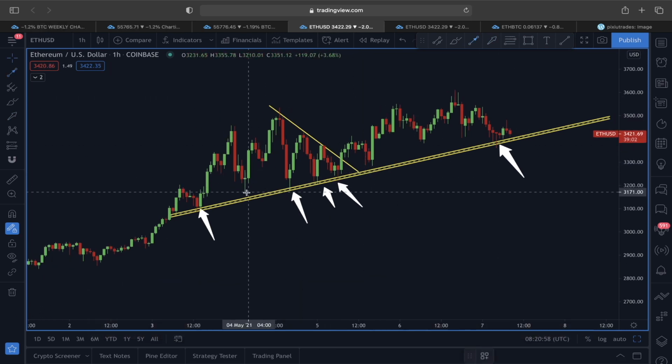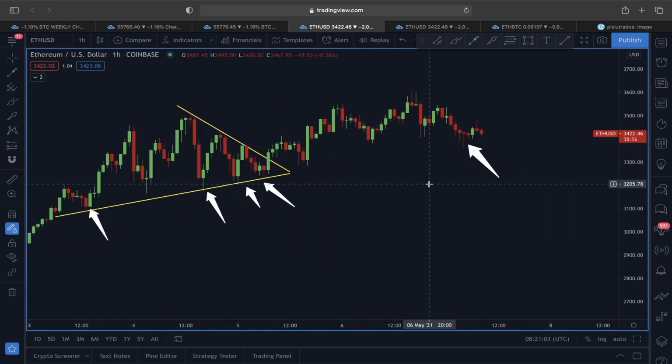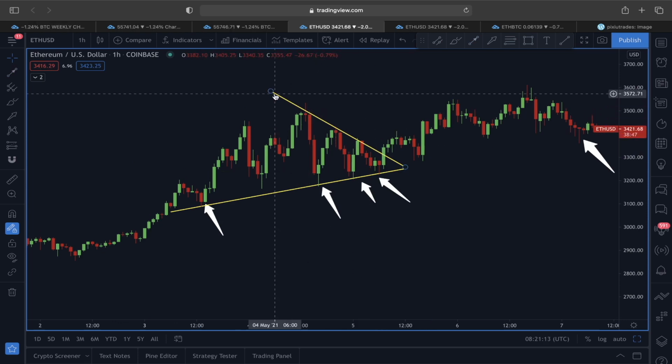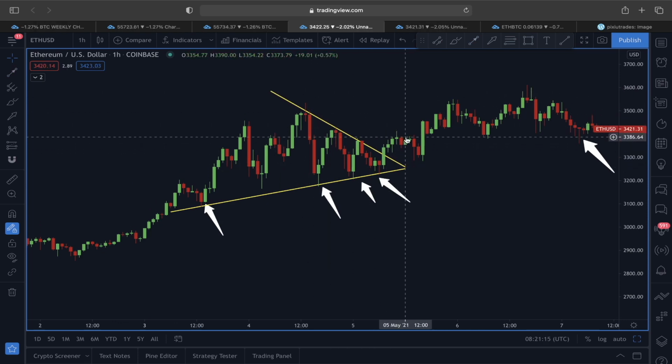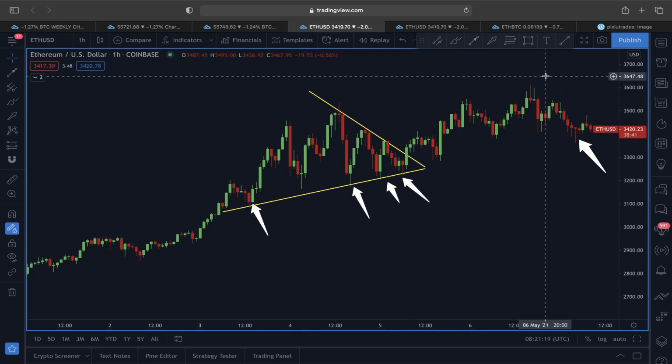It was actually forming a very nice symmetrical triangle. Without this rising line, you can see this does look like a very nice symmetrical triangle. That's why in my previous video I said that if we are going to break out of the upper line of this symmetrical triangle, we might see some impulsive move. And look at this, we broke out of it and we also made a new all-time high for Ethereum.